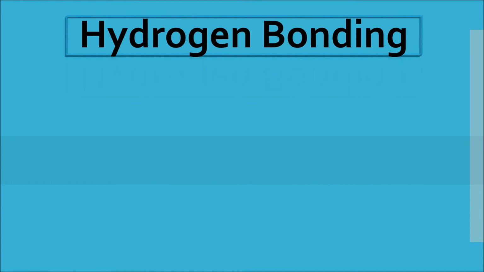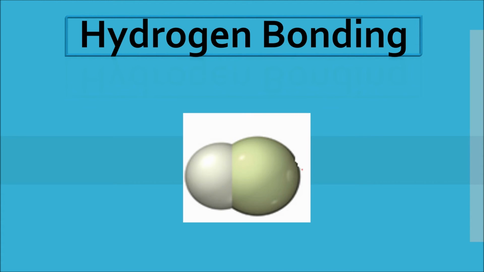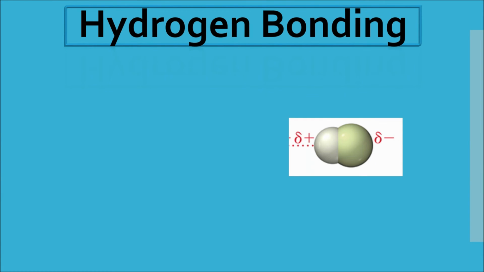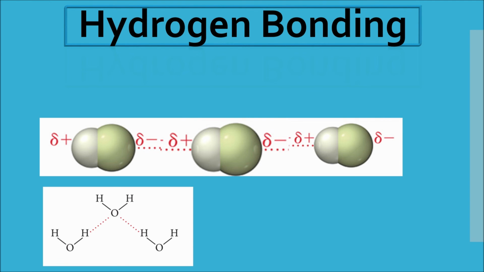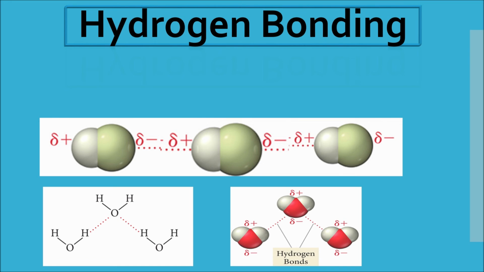Now, hydrogen bonding occurs when the hydrogen atom is bonded to an electronegative atom such as fluorine or chlorine. It has a tendency to pull the electrons from hydrogen, creating a delta positive charge on hydrogen. Attraction between the delta positive and the delta negative charges results in a hydrogen bond. This hydrogen bond is responsible for a lot of the features that we see in water.